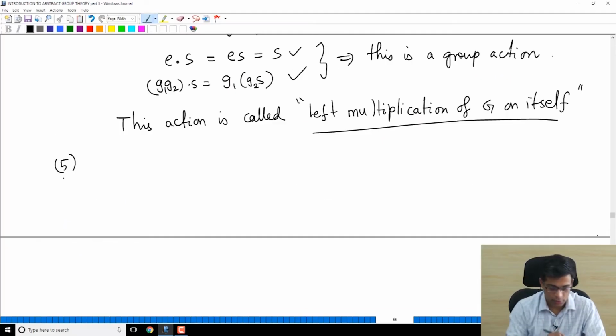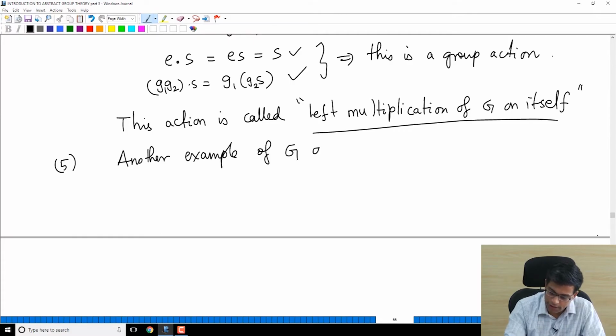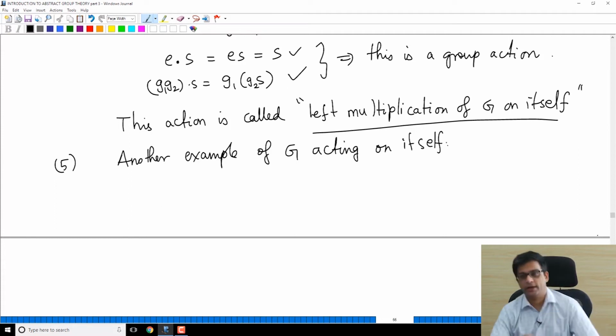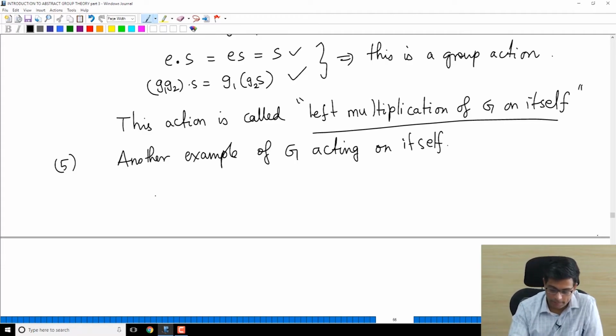Let's do one more example. So again, this is another example of G acting on itself. This is also an extremely important example of a group acting on itself. So what is this? This is called conjugation, action by conjugation.